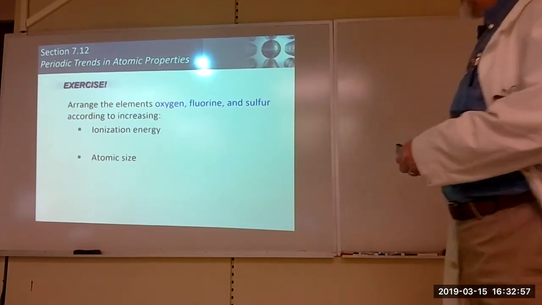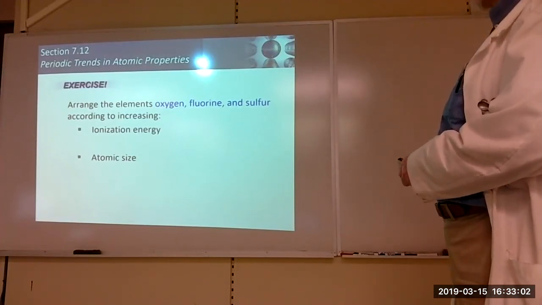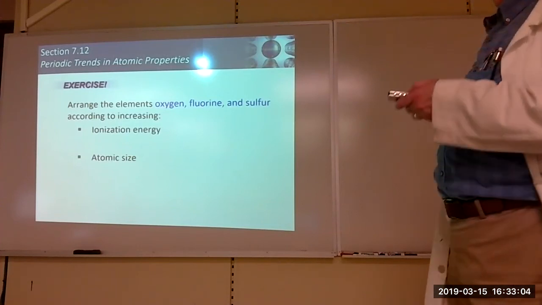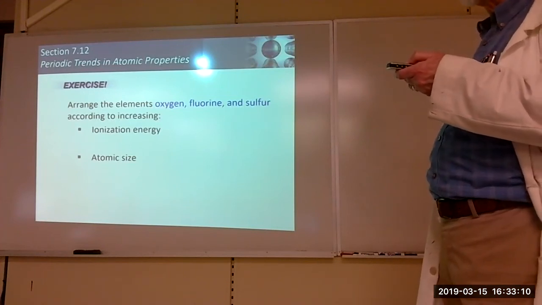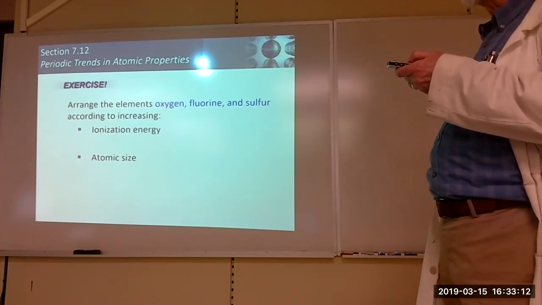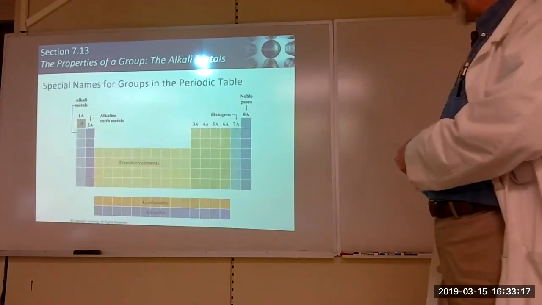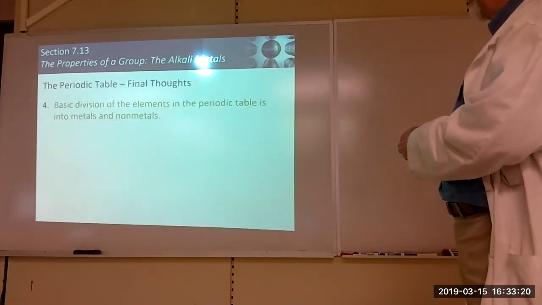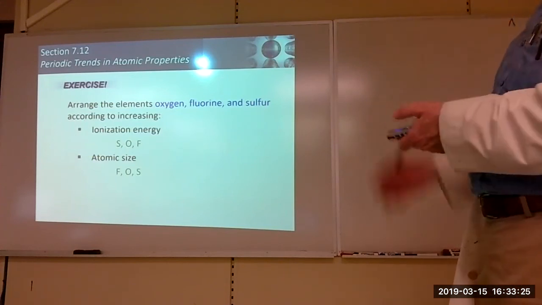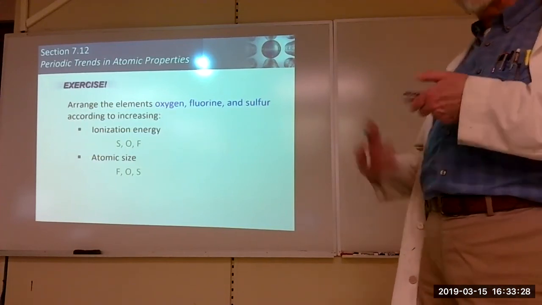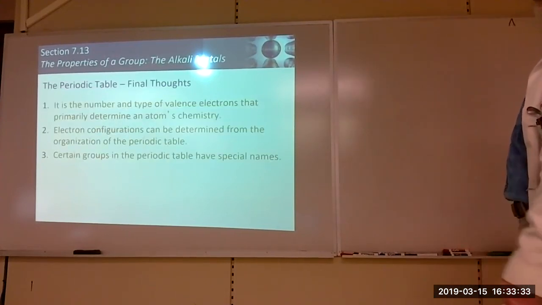Okay. How about these ionization energies? Let's arrange them in order from lowest to highest. Oxygen, fluorine, sulfur. So lower left to upper right should be sulfur, oxygen, fluorine. Oh, we're supposed to do that. So atomic size should be just the opposite. Right, because the trends are opposite from one another. Okay.